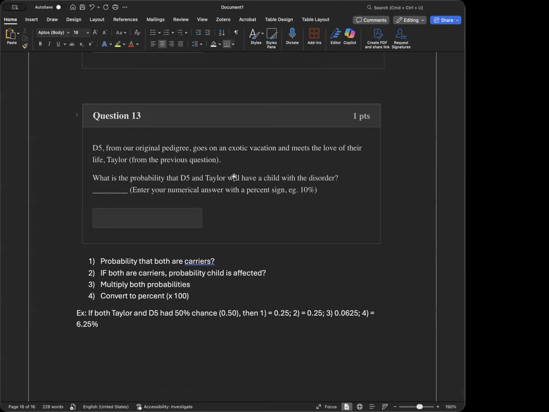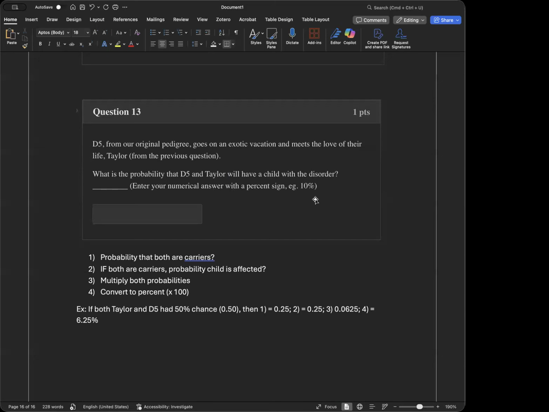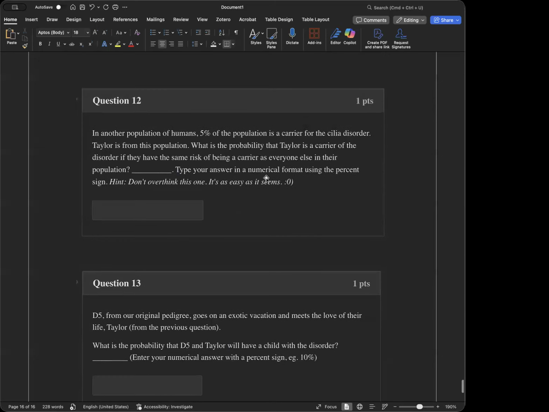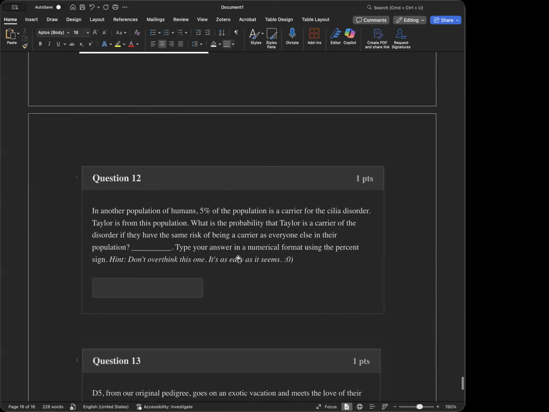D5 from our original pedigree goes on an exotic vacation and meets the love of their life, Taylor, from the previous question. What is the probability that D5 and Taylor will have a child with the disorder? And we again are writing our answers as a numerical, as a percentage. So Taylor, we have figured out what their probability of being a carrier is, right? It is this easy.